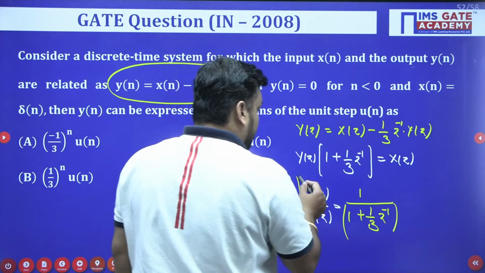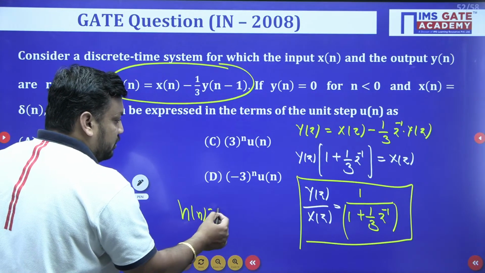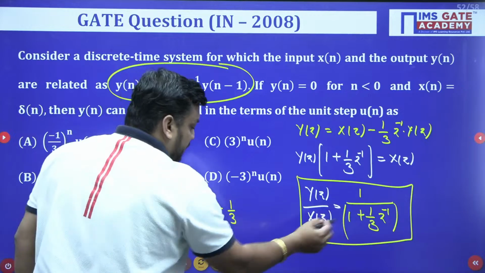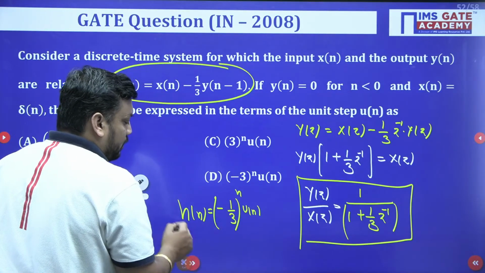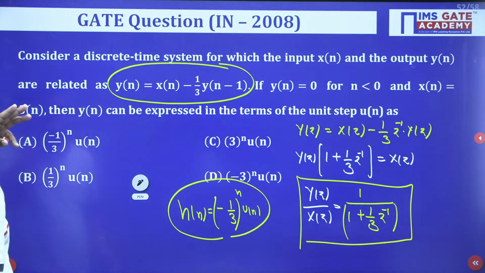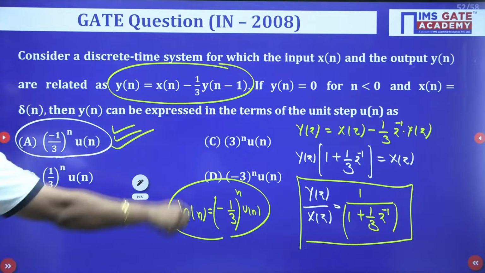Now you are looking only for the inverse Z transform. So now your h[n] value is nothing but, because there is a plus sign here, that is why minus 1 by 3 to the power n into u[n]. Exactly option A. Exactly option A. Shabash.